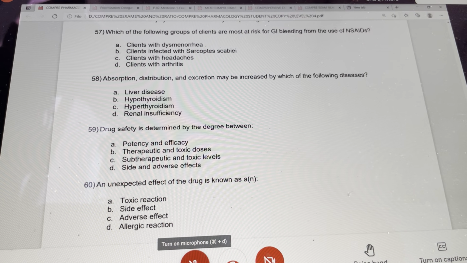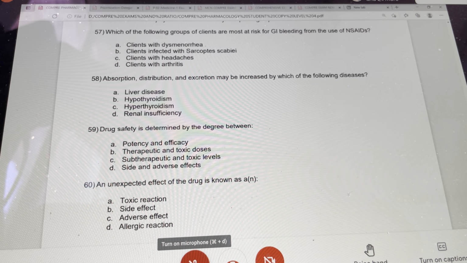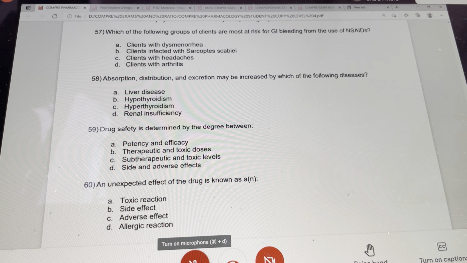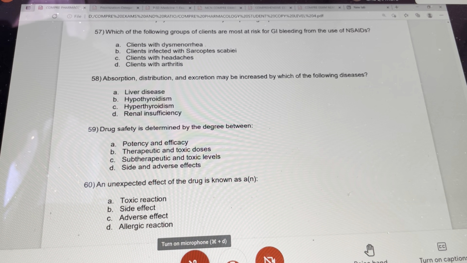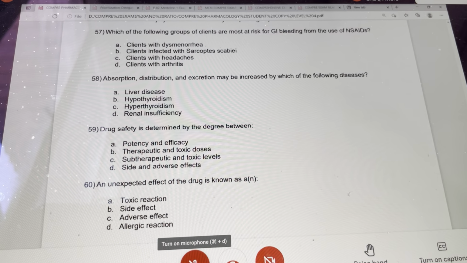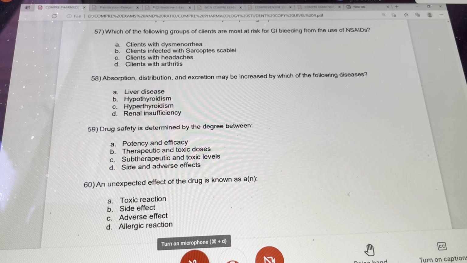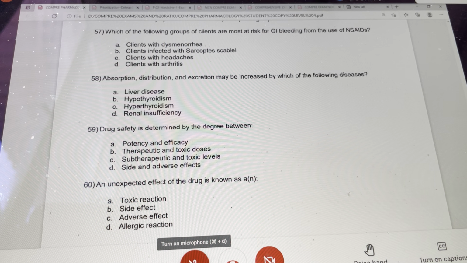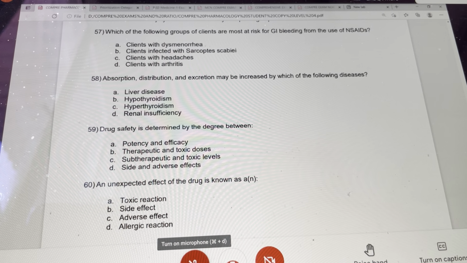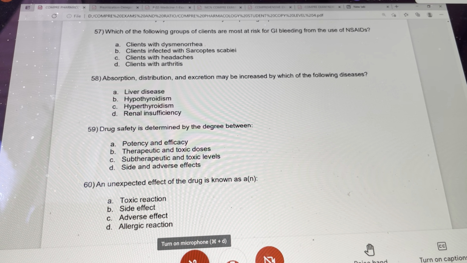Next, number 57. Which of the following groups of clients are most at risk for GI bleeding from the use of NSAIDs? At risk, I did not say you already have it. But you are at high risk of GI bleeding from the use of NSAIDs. Who among the clients below? Delta, very good. Clients with arthritis. Again, NSAIDs are anti-inflammatory and have an analgesic effect. Therefore, arthritis is the best candidate for the risk of developing GI bleeding in the long run.